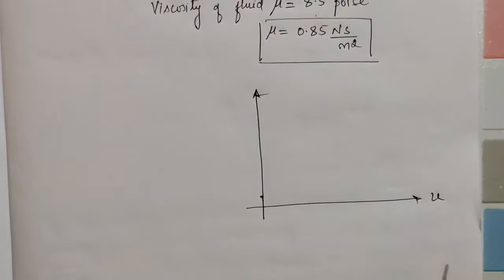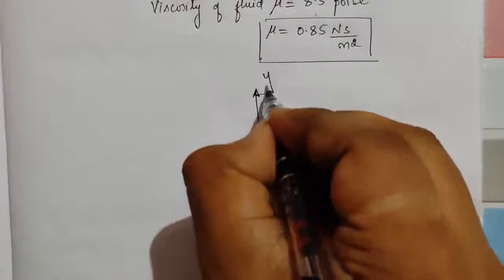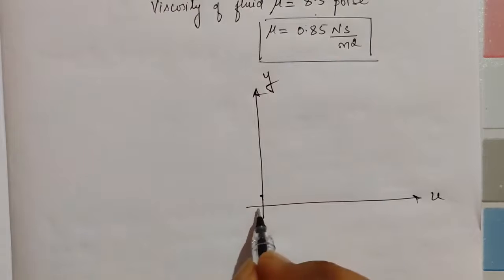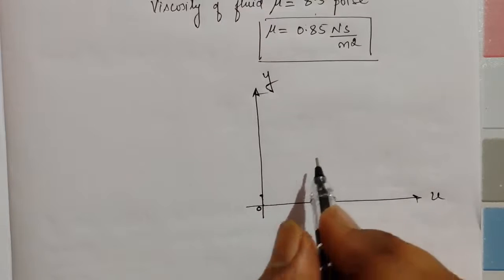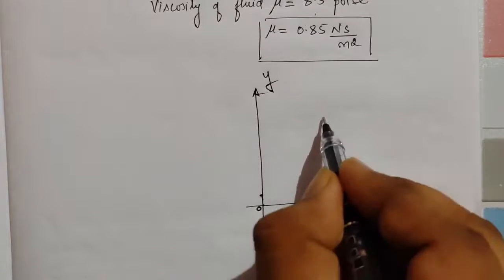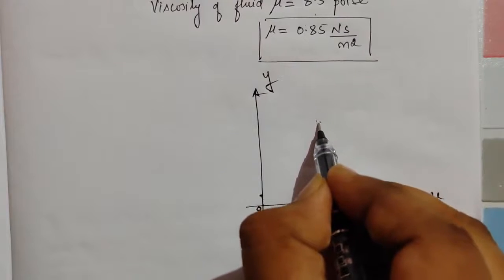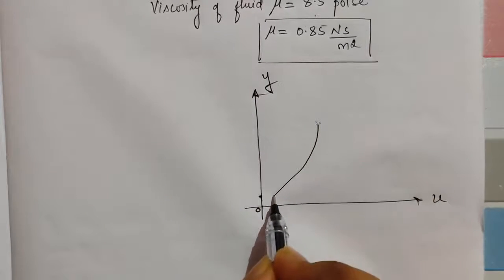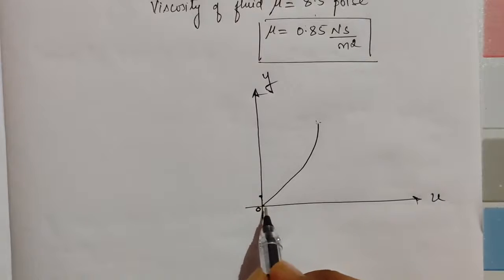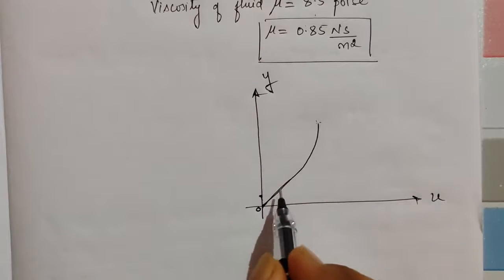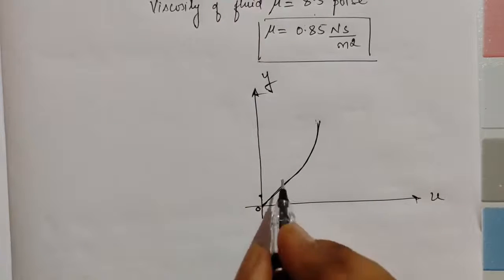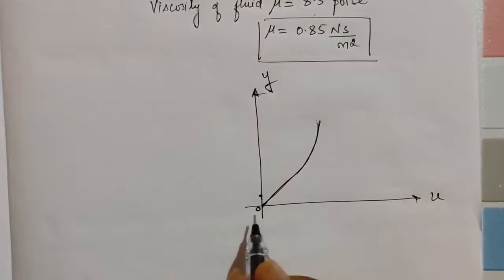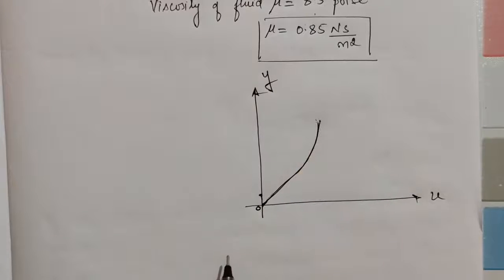So I'll take this as velocity and this as distance. Okay, so this is the 0 point, right? So the velocity profile, how is that? It is parabolic. So how is the parabola? So this is the parabola. Initially it is 0, and as you go upward, as the value of y and u increases, it will give the shape of a parabola.